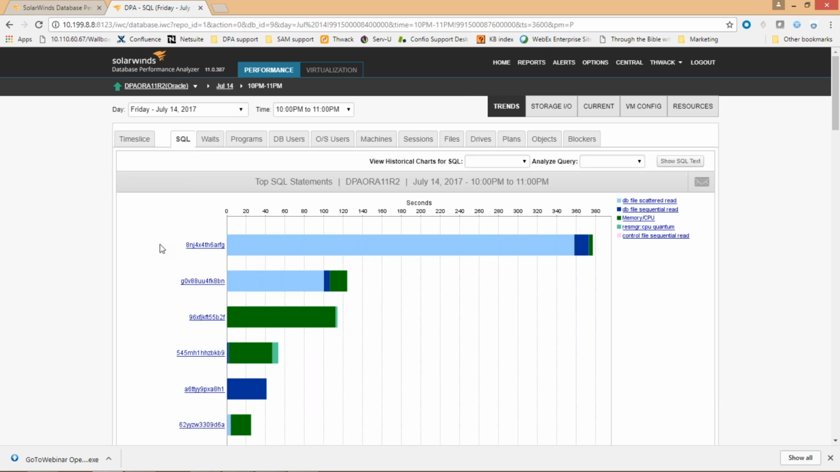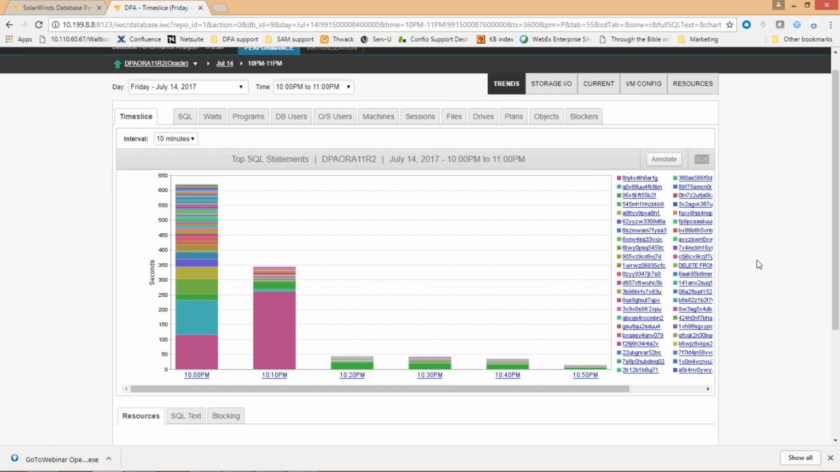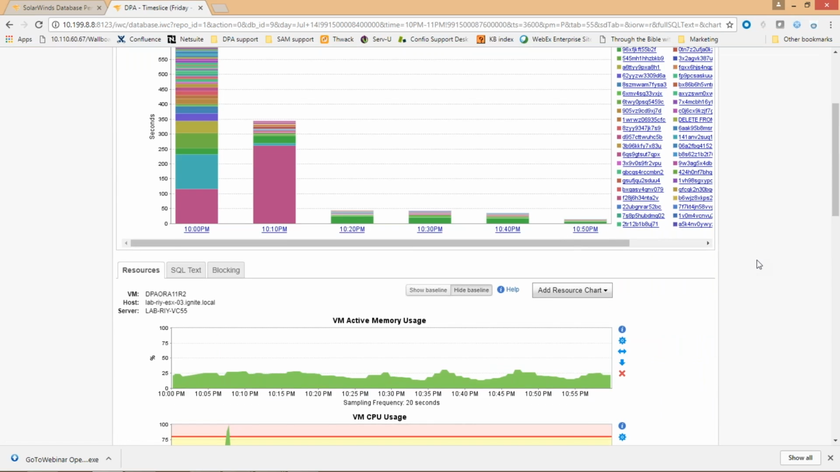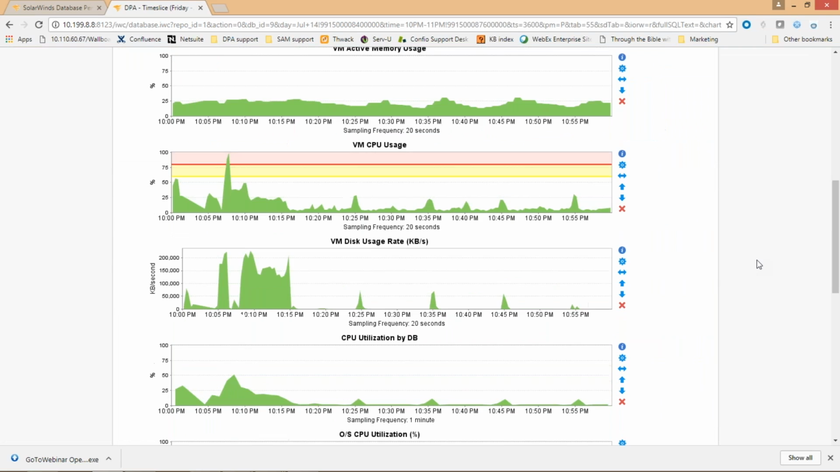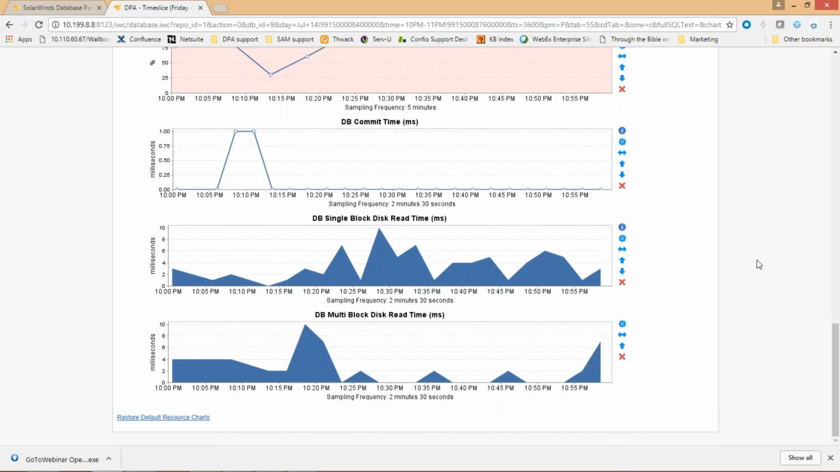Okay, if I'm spending the majority of my time actually doing that physical I/O like I am here, I probably have a couple questions in my mind. The first being, well, is my disk performing adequately, right? Do I need to go talk to my storage admin? So that's where I click over to time slice, and I want to get a better idea of my disk metrics at that time. So here I can see that we had some multi-block disk read and some single block disk read. So this gives me an indicator of any kind of latency that I'm experiencing at the disk level.